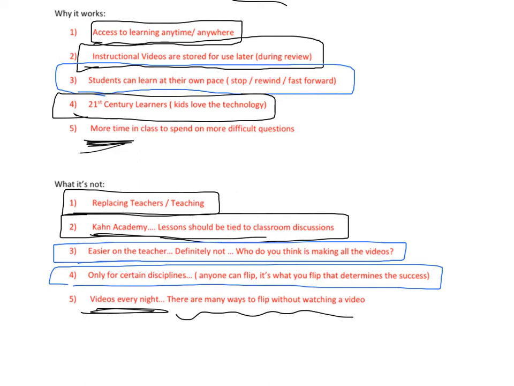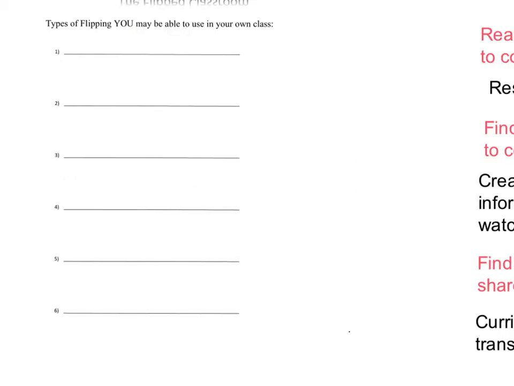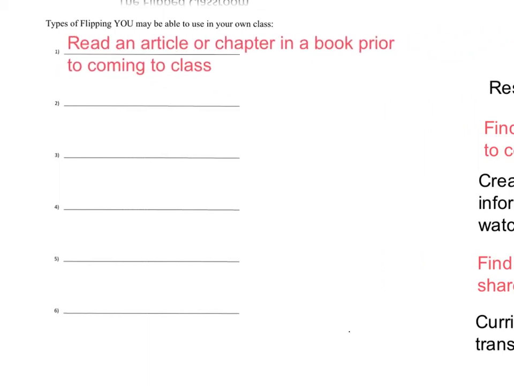All right, on the back of this worksheet, you're going to find the following, which is types of flipping that you might be able to use in your own classroom. So the first one is to read an article or a chapter in a book prior to coming to class. I would imagine that most English or social studies classes already have that happening, and that's technically part of flipping without even realizing it.